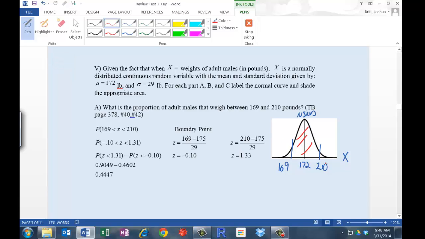Okay, so what we do, probability between 169 and 210 is x is greater than 169 but less than 210. Then we convert our boundary points, x minus the mean over sigma. So z replaces x, and the mean is 0, and this is minus 0.1 and 1.33. So x becomes z, and then we look up 1.31 and subtract that from 0.1. Area from here back minus the area from here back leaves what's in the center.